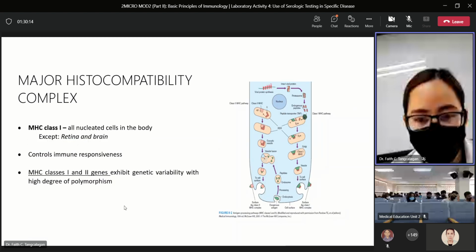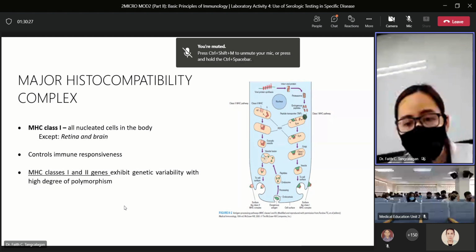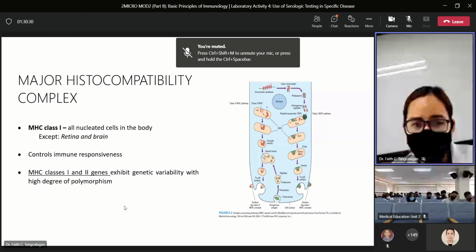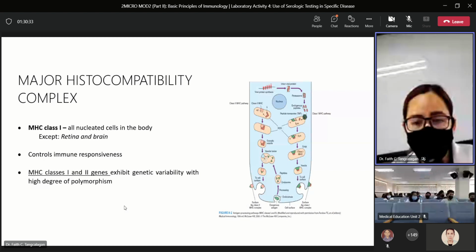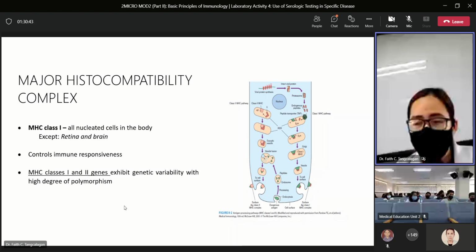Another thing we discussed is that MHC class 1 is found on most nucleated somatic cells in the body, except the retina and brain. The major histocompatibility complex controls your immune responsiveness. The more highly it is expressed, the more sensitive your immune response is to the pathogenic or offending organism.